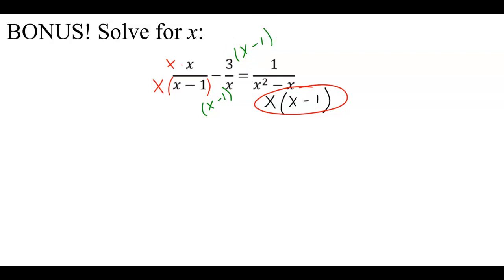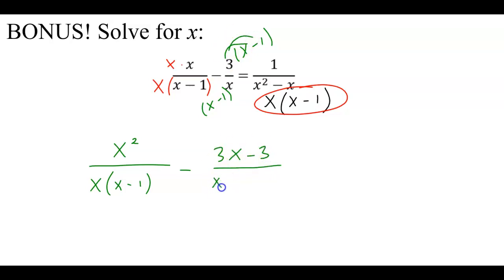I actually don't need to multiply the third fraction by anything because that already had the common denominator of x times x minus 1. Okay, so this first fraction just becomes x squared on top over x times x minus 1, minus, and then this becomes 3x minus 3 over the common denominator, equals 1 over x times x minus 1.